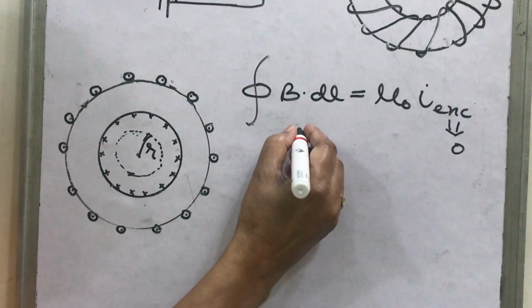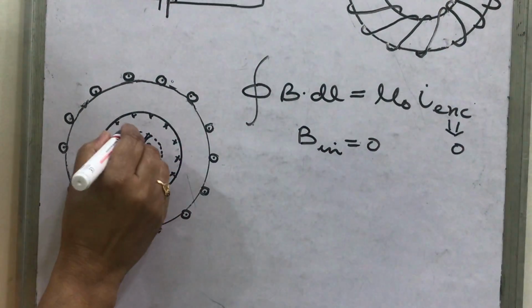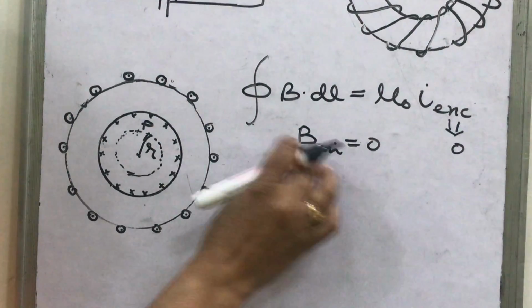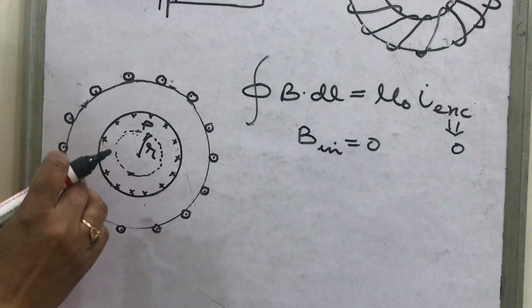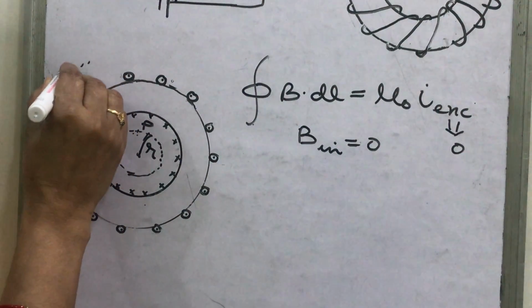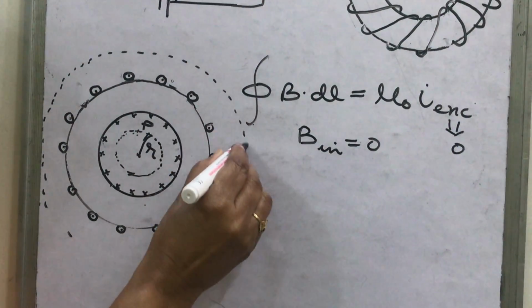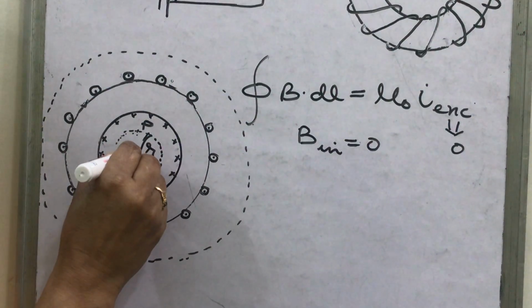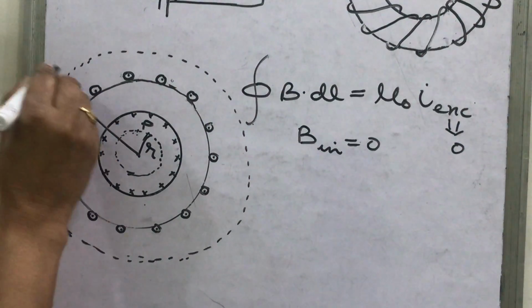If this is 0, then what is here? B inside is 0. Suppose at a point P, or you can say at the center, everywhere inside, the magnetic field will be 0. What will happen if you take another loop outside? If another loop is drawn outside the whole endless solenoid, that is also called toroid, from the center, suppose its radius is r dash.